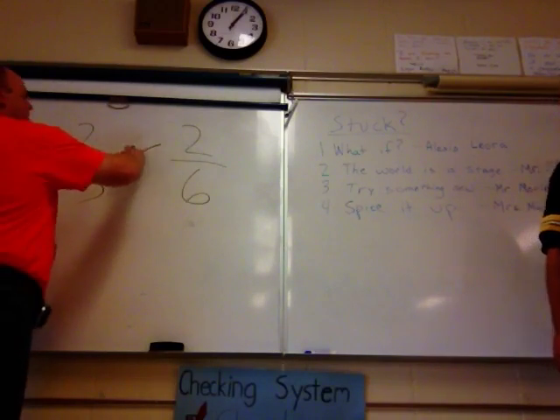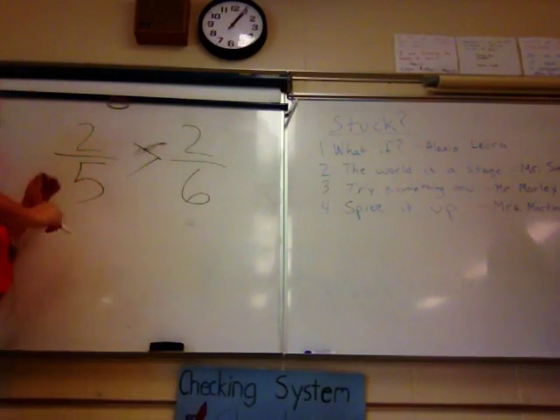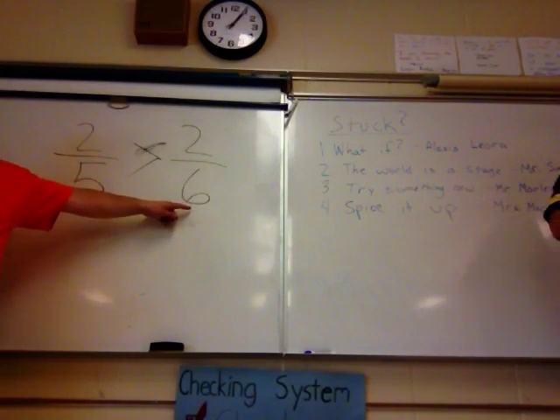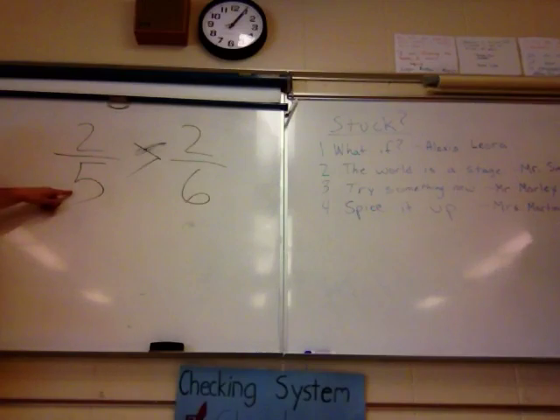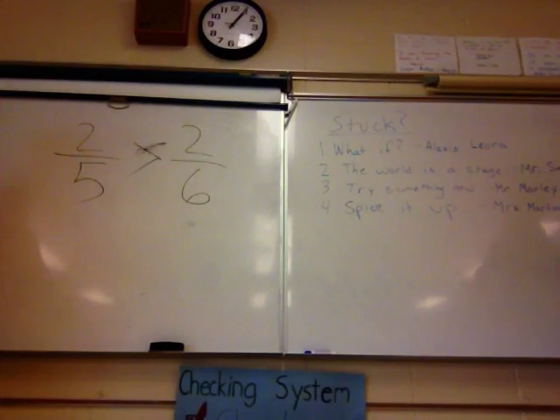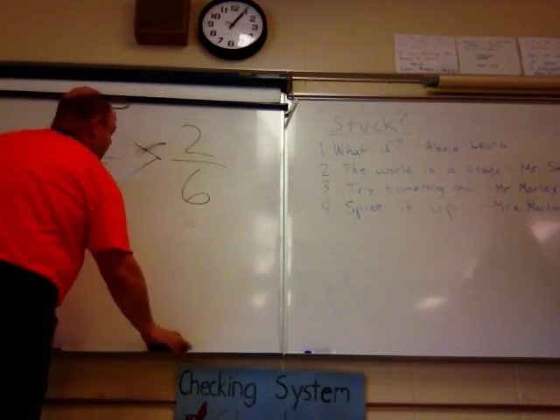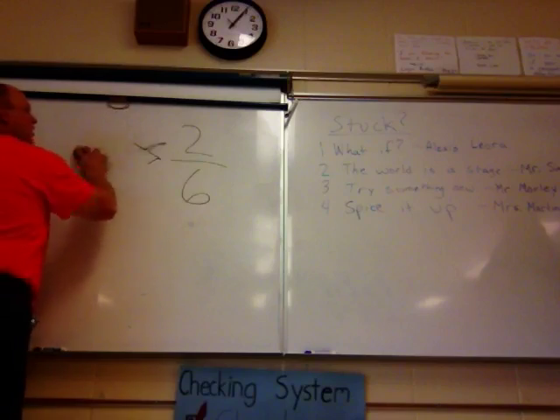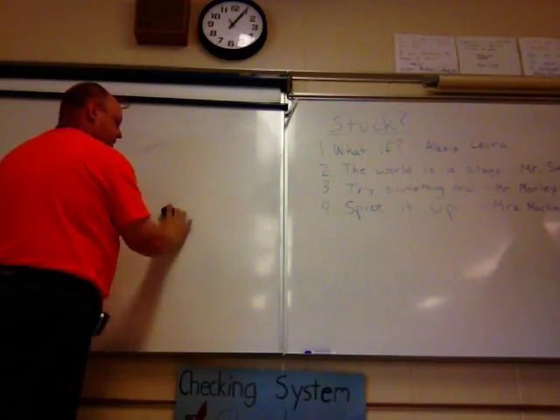Because here you have 2 of 5 pieces. Here you have 2 of 6 pieces. These pieces are smaller. These pieces are bigger. You have 2 biggers. Here you have 2 smallers. What is one tool that we use to solve that? Drawing pictures, right? To help us visualize it.